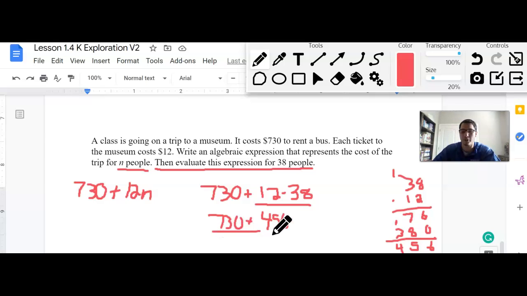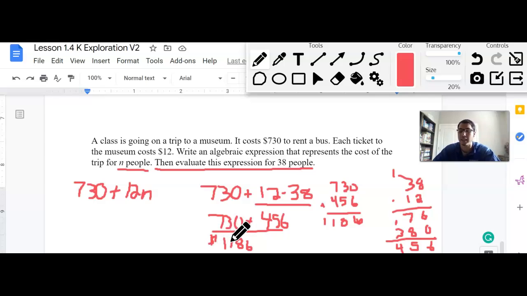So now we're going to solve this. 730 plus 456. So add these up, we get 6, 8, and 11. So the total cost is $1,186.